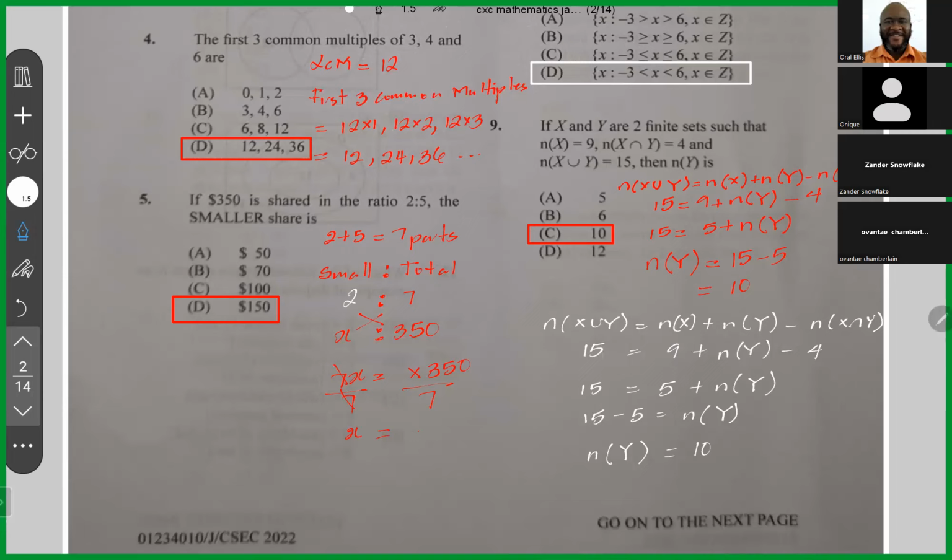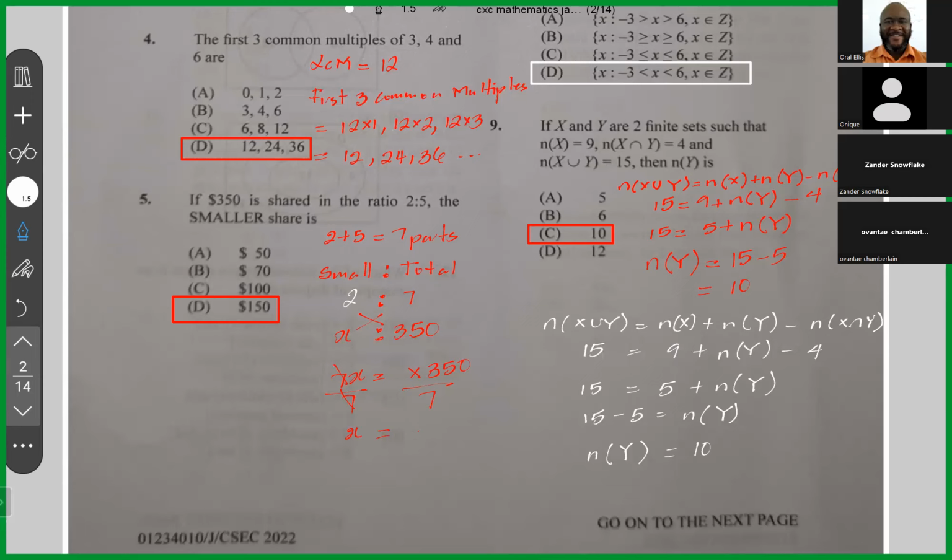The thing is divided into a total of 7 parts, and the smaller share is 2 parts. So it's smaller to total. Why did I use smaller to total? Because I have the total amount. The total amount is 350. That is what I have. What do I want to find? I want to find the smaller. So I simply set up a ratio. Smaller to total is 2:7.